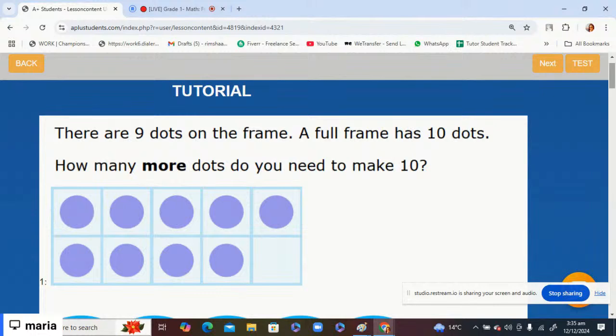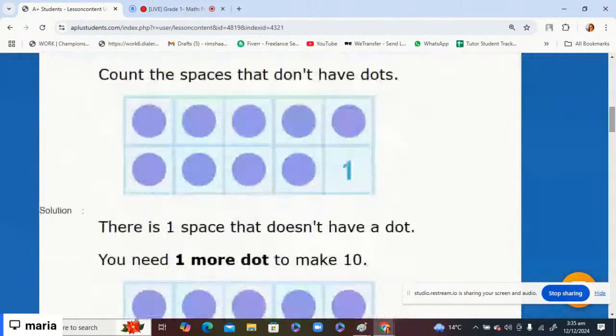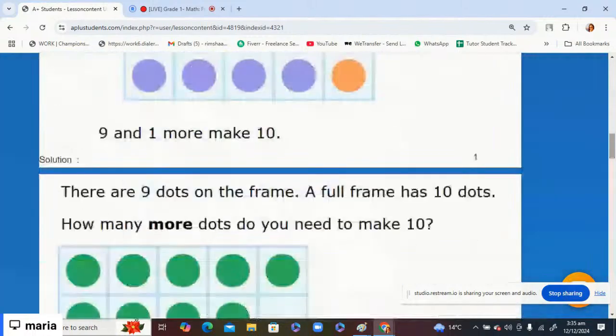A full frame has 10 dots. So how many more dots do you need to make? Look at the missing dot. How many missing dots are there? Then you put it and it makes 10. So the missing dots, you put only 1. Okay, so this is 1.